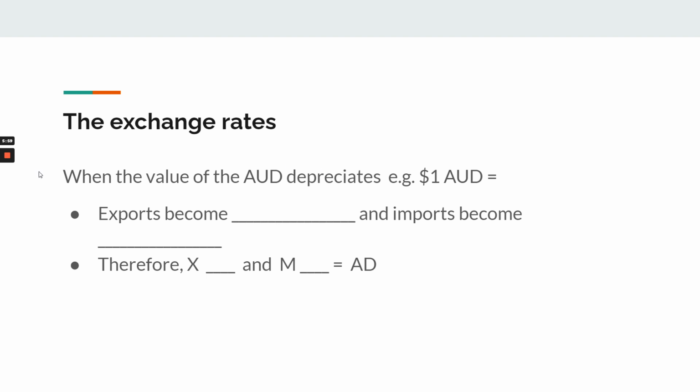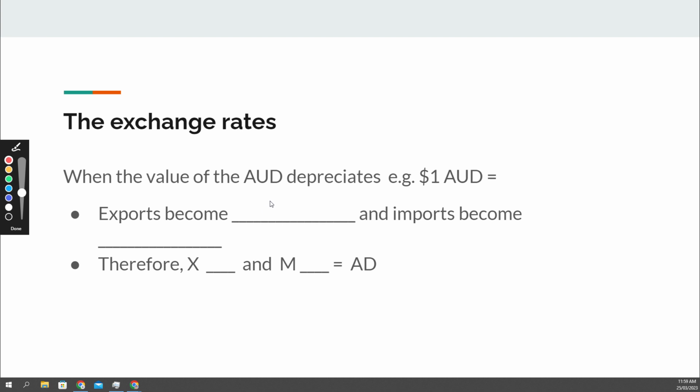The opposite occurs if the value of the AUD depreciates. So if $1 Australian dollar is now worth 50 cents, that's great for exporting industries. That means our exports become cheaper. I'm just going to draw a downward pointing arrow. And imports become more expensive because the value of our dollar is less, so we can't buy as much stuff overseas. So we will do the reverse substitution and we'll buy less imports and we'll buy more locally made goods. So overall, a depreciation is good for our exporting industries. It decreases imports and will increase aggregate demand.